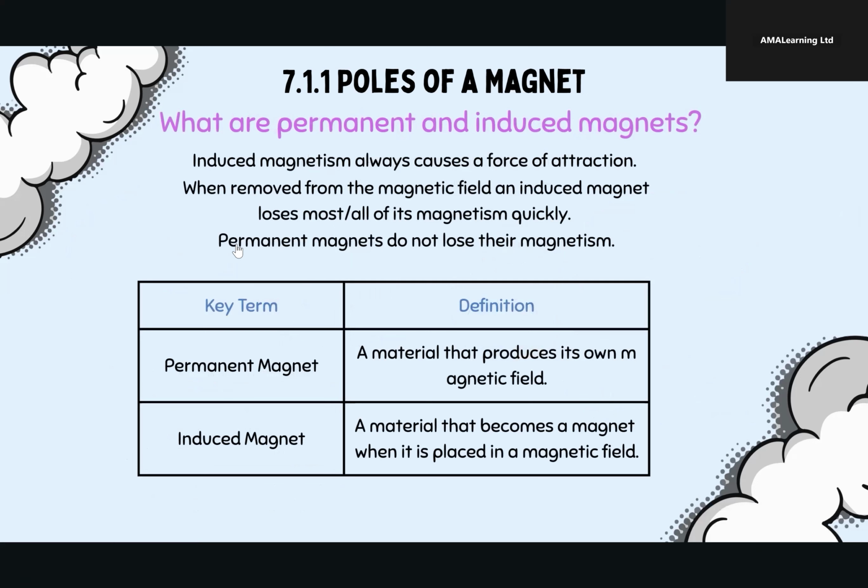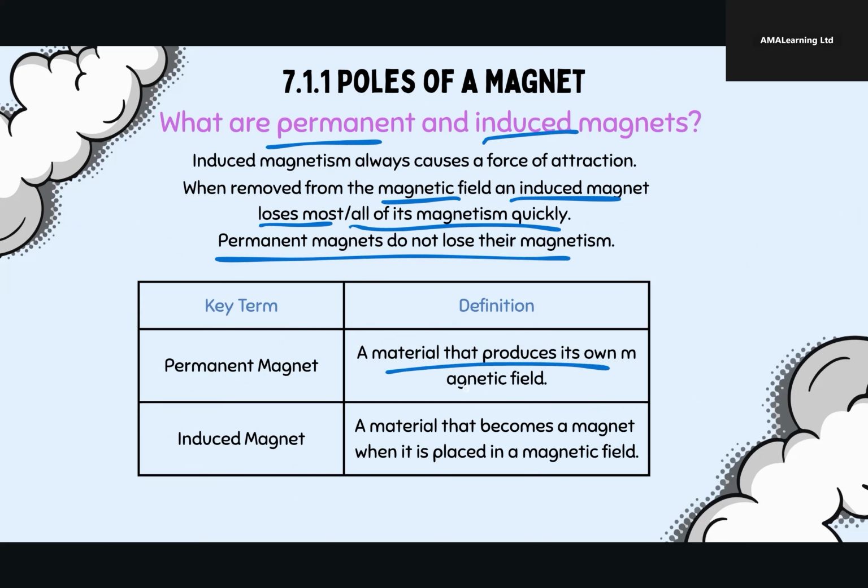Okay, so we've got two different types of magnets, a permanent magnet or an induced magnet. Induced magnetism always causes a force of attraction. So when removed from the magnetic field, an induced magnet loses most, if not all, of its magnetism quickly. Permanent magnets do not lose their magnetism. So if it's induced, it means it's only temporarily a magnet at that point. A permanent magnet is a material that produces its own magnetic field. An induced magnet is a material that becomes a magnet when it's placed in a magnetic field.